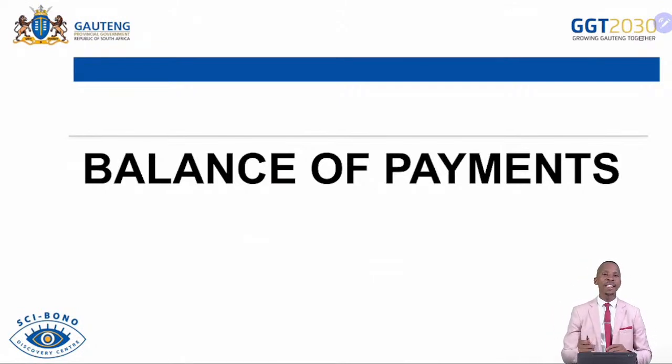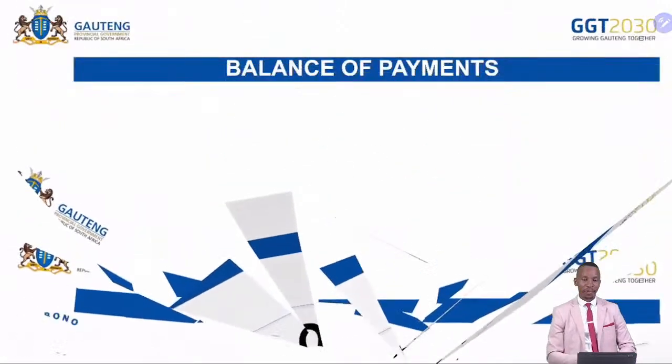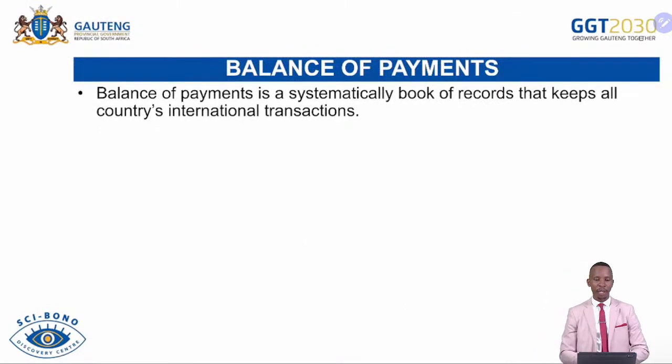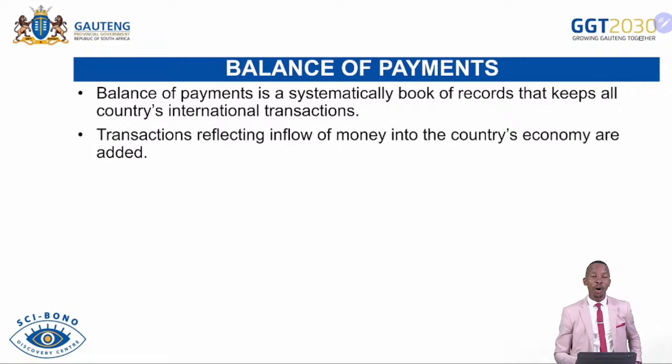Any amount of money that is leaving or entering the country must be recorded under the balance of payment so that we can check the international competitiveness of the country. BOP is very important because it determines the international competitiveness of the country globally. So this is our balance of payment. It's been defined as a systematic book of records that captures all international transactions of the country.